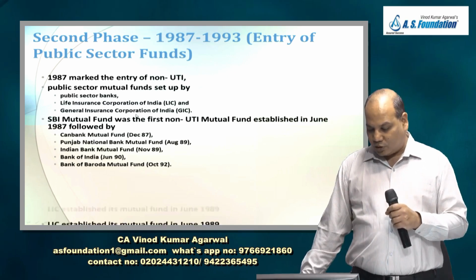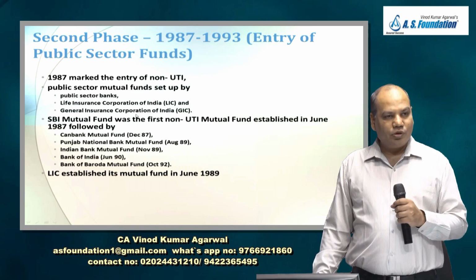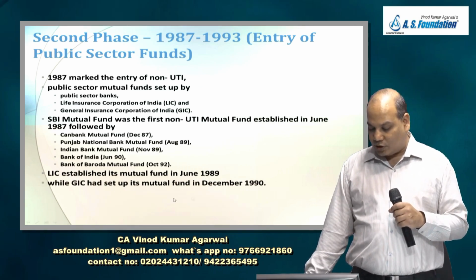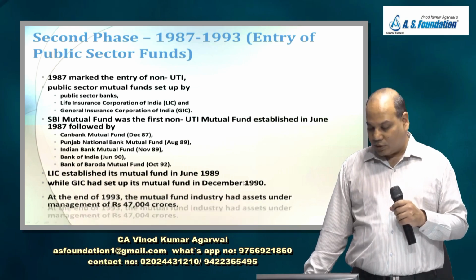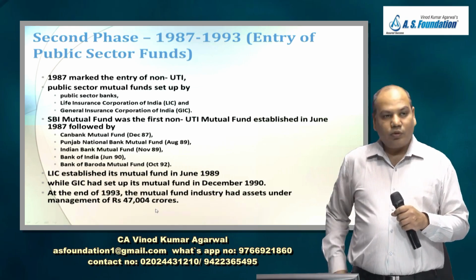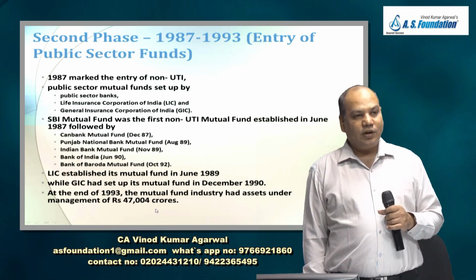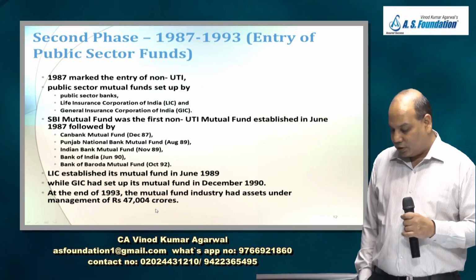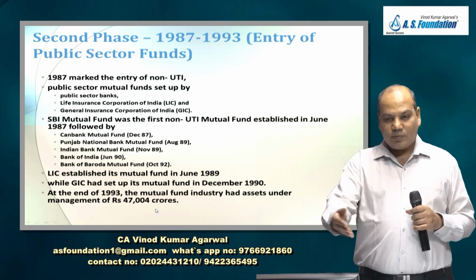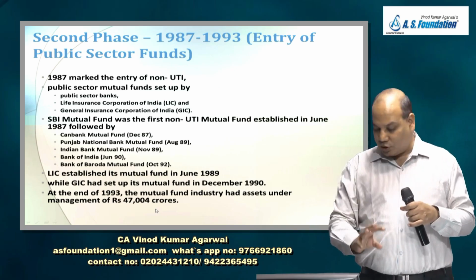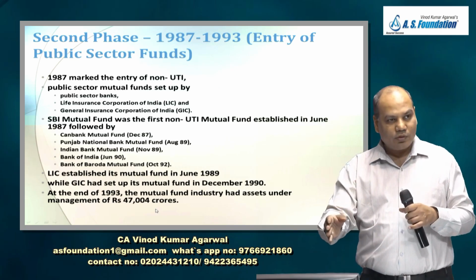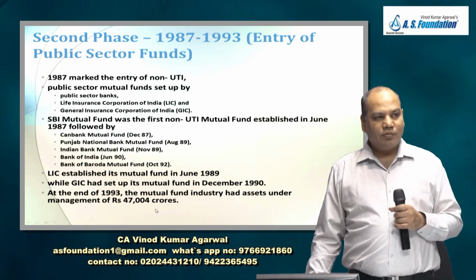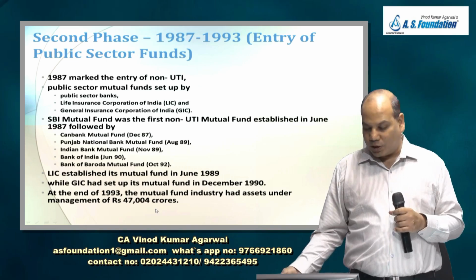Okay. That means the competition started in the mutual fund industry. And LIC had established the mutual fund in 1989. GIC started mutual fund in December 1990. Now what was the assets under management with these mutual funds at the end of 1993? You must have read some time back 4,000 some crore. Now it is 6,000 some crore. Now it is 47,000 crores. 7 to 8 times in a span of 6 years.